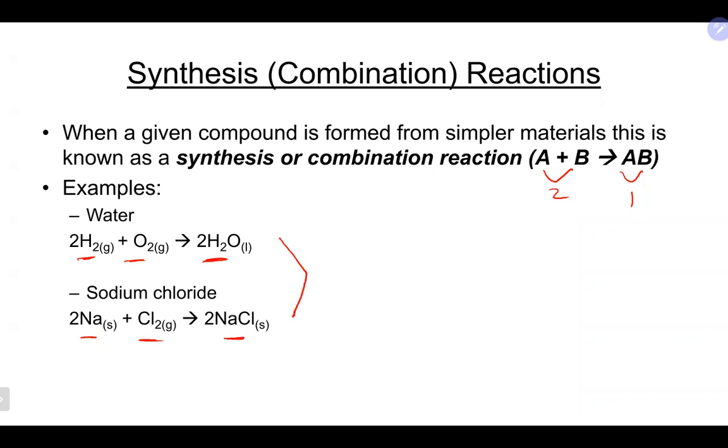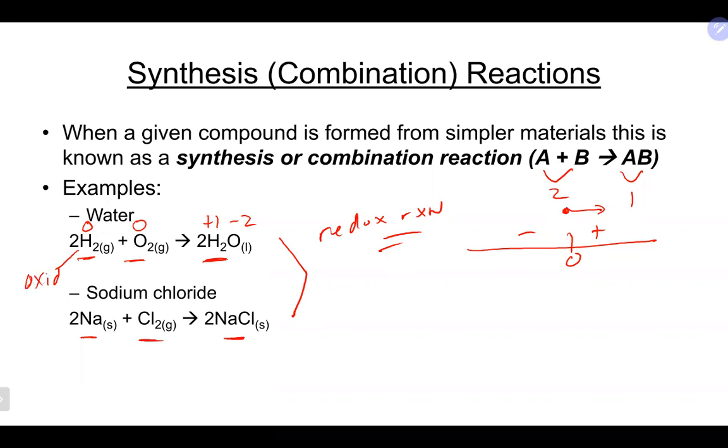Both of these things are also redox reactions. They're actually transferring electrons. The hydrogen here is 0. The oxygen here is 0. The hydrogen here is +1. And the oxygen is -2. So if we look at what is happening there with our hydrogen, it is going from 0 to +1, which means the hydrogen here is being oxidized. It is becoming more positive. The oxygen is going from 0 to -2. It's becoming more negative, which means this guy is going through reduction.